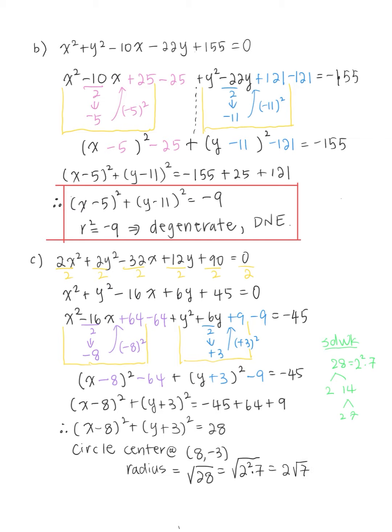Okay, so we got the equation of the circle in standard form. The center is at 8 comma negative 3 and the radius is 2 root 7. So I'm going to stop here. If you have any questions, please let me know. And if you're still struggling with completing the square, make sure to practice that.